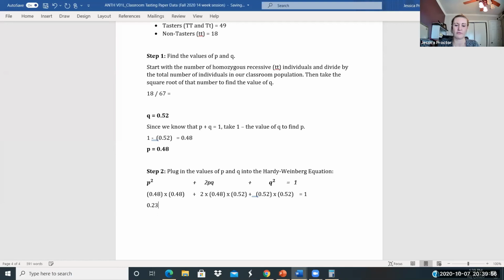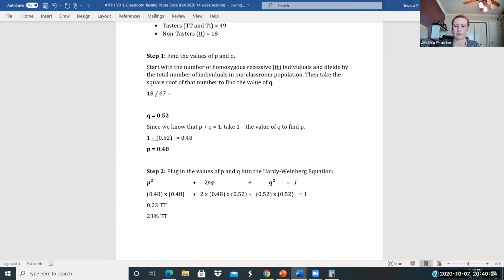Okay, so that number there, that's the frequency of the homozygous dominant individuals in our population. If we want to turn that number into a percentage, piece of cake, we just move the decimal 2 places, and that becomes 23%. So we now know that 23% of our classroom population is homozygous dominant at the locus that determines whether or not you can taste PTC.